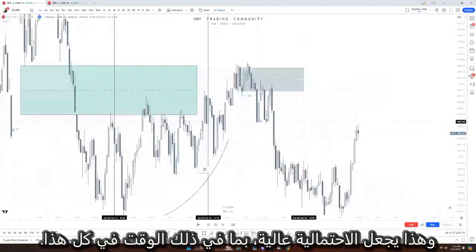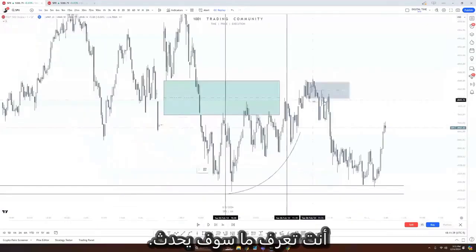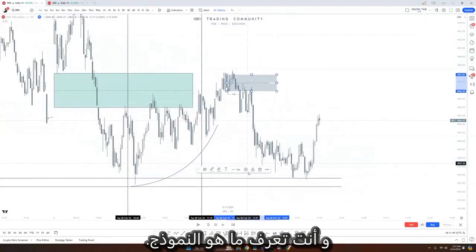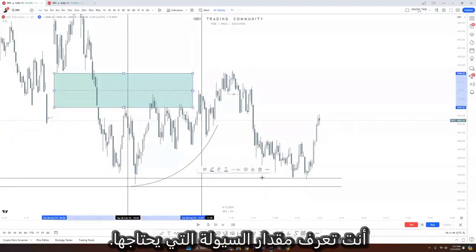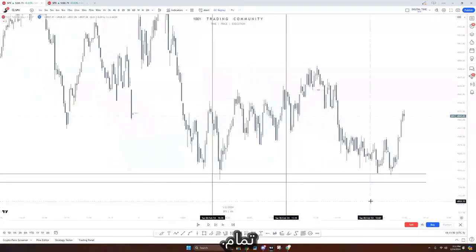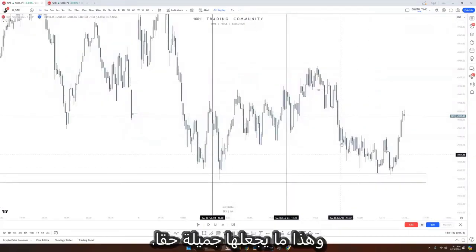So this makes it high probability. You're including time into all of this. You know what it's going to go to. And you know what model it is. You know what liquidity it's taking. You know what time it's doing it. Okay? That's what makes it really beautiful.